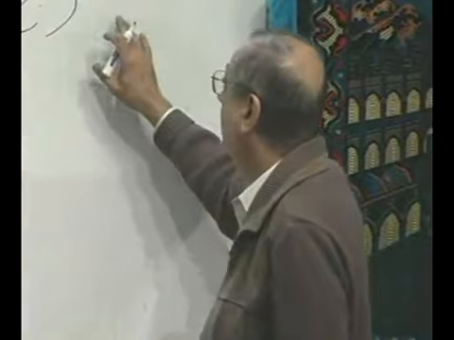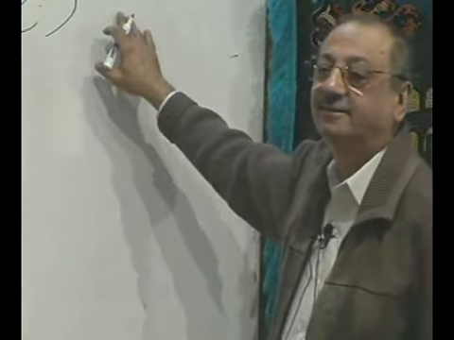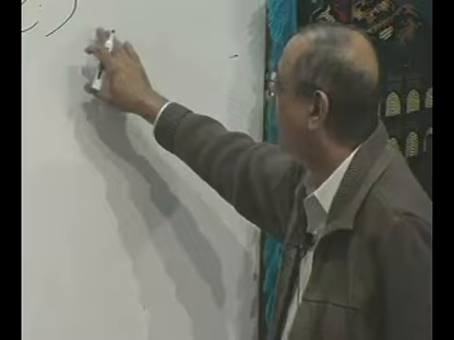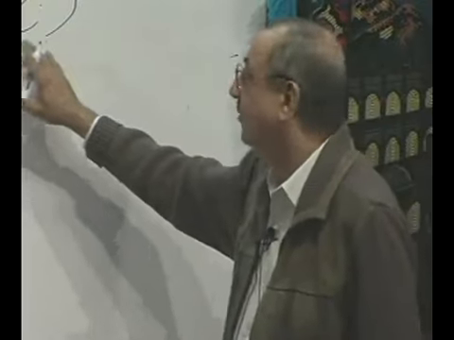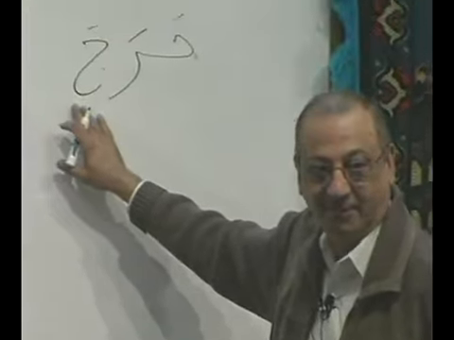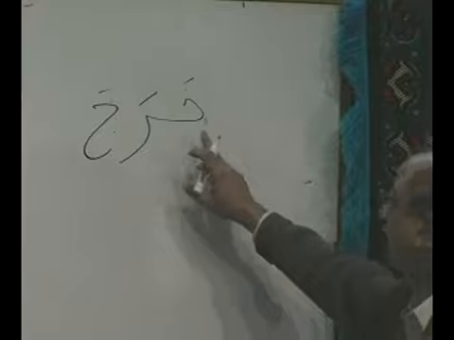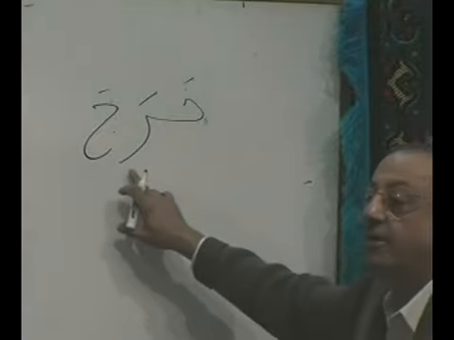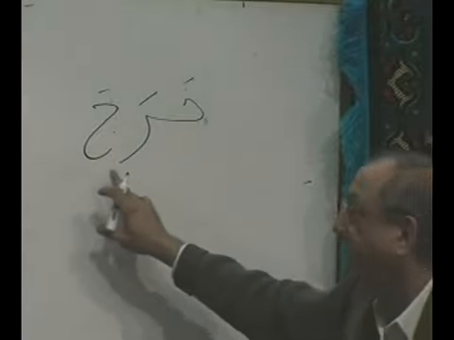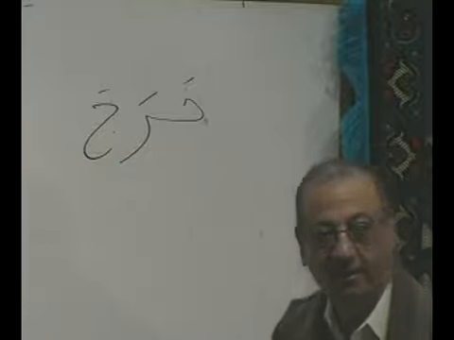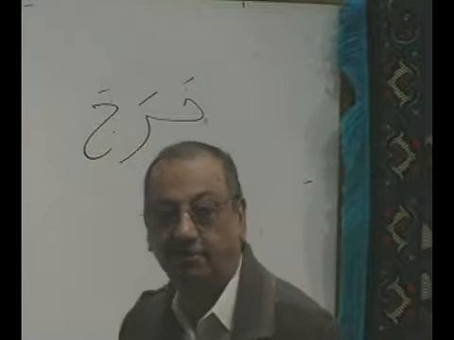So, brother, kha, ra, ja. What is kha? Fa kalima. What is ra? Ain kalima. What is jim? Lam kalima. Okay? And if I tell you any other word, you will also do the same way. In English, kha is first radical, ra is second radical, jim is third radical. Now I want you to look at the difference.